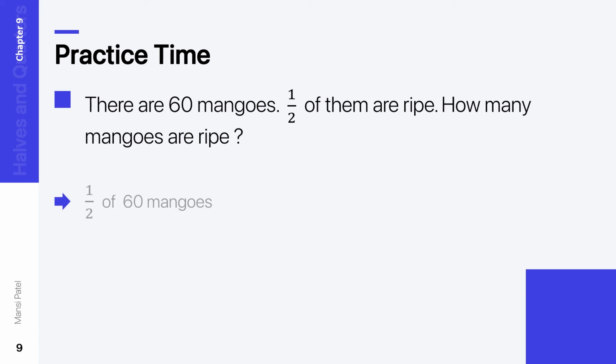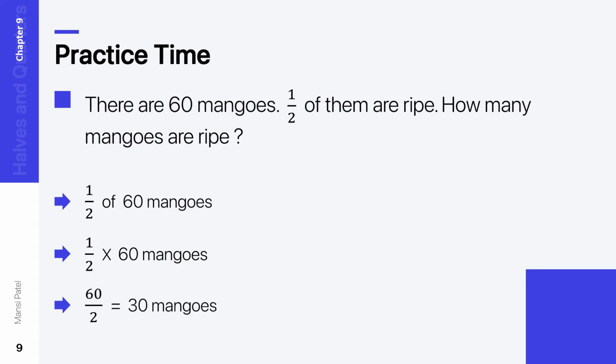So see here, first of all you have to find out 1 half of 60 mangoes. So in the second step, you have to write down 1 upon 2 as it is. Of converts into multiplication, multiply by 60. Now do the multiplication of numerator to numerator and then write down the denominator as it is. So 1 multiplied by 60 is equal to 60 upon 2.